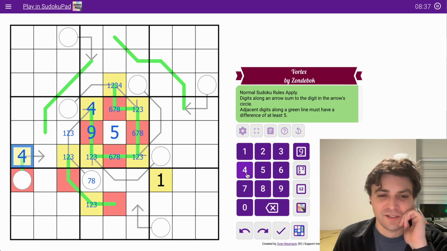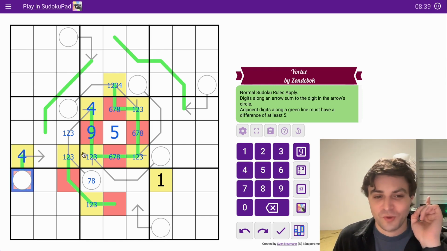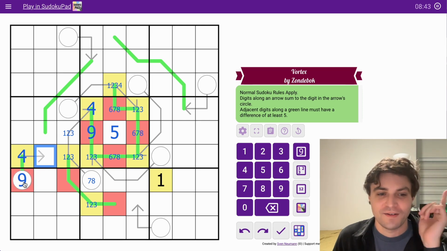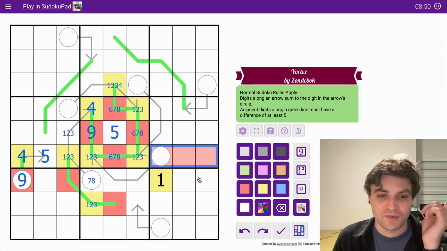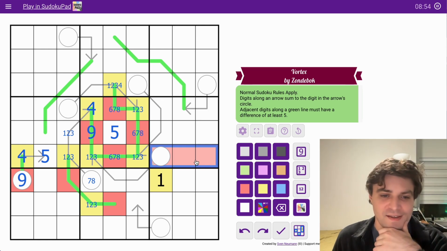This has to be the remaining low number, which is 4. Now there's only one number that can pair with it on a green line, that's 9, and it needs to be separated by this digit, which is 5. So you must be 5. You're not going to have a color, but all of you now need to be high numbers. You're all red cells. And you're definitely 6, 7, 8, and 9.